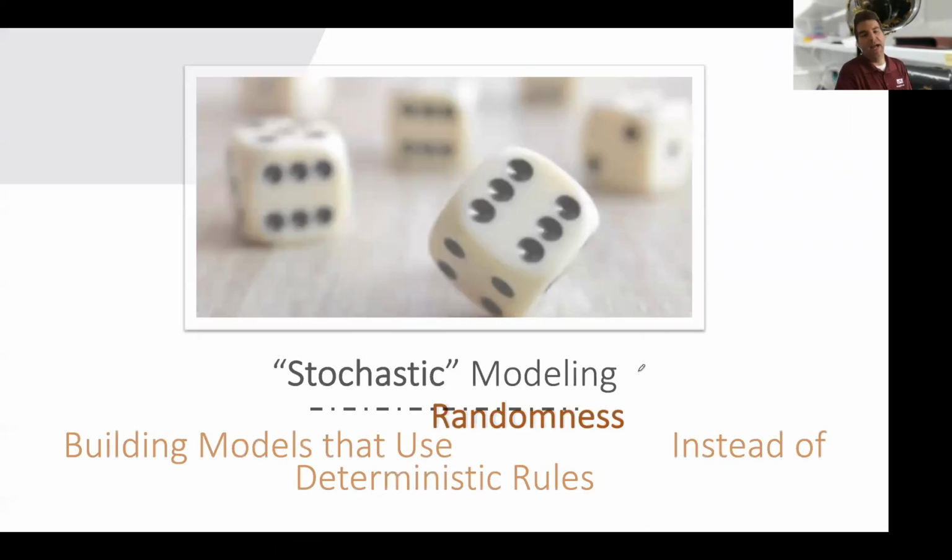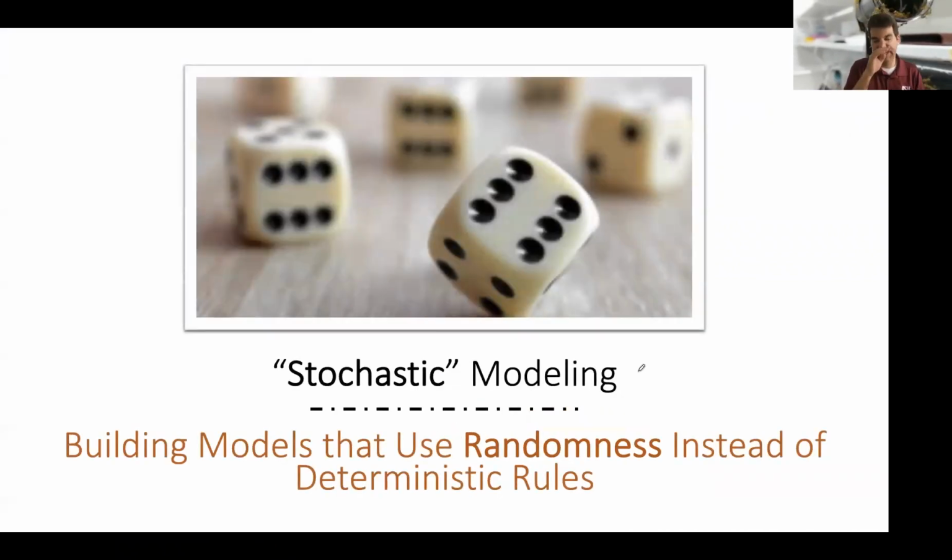And so we'll start with randomness, and randomness fits into the area of so-called stochastic modeling. So there's this term stochastic, which you may or may not be familiar with. And so we are going to more formally define what stochastic is. Stochastic models are models that make use of randomness instead of deterministic rules.